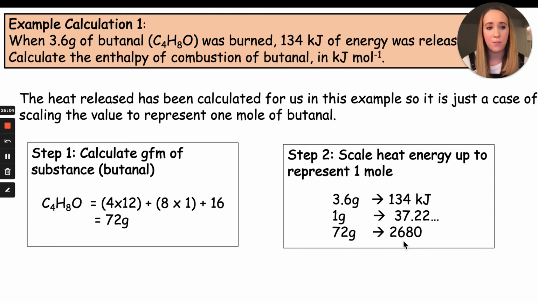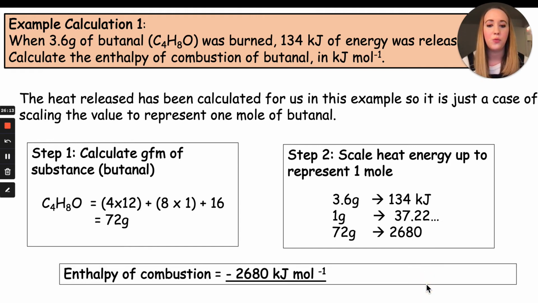Okay, that is the number that's going to come out of your calculator. But what you have to remember is that you're working out an enthalpy of combustion value. So when you give your final answer, you need to put the negative sign on the front of that number, because enthalpy of combustion is a release of energy, so it's minus 2,680 kilojoules per mole. Okay, that negative sign is really, really important. You have to remember to put that in, or you will not get full marks.